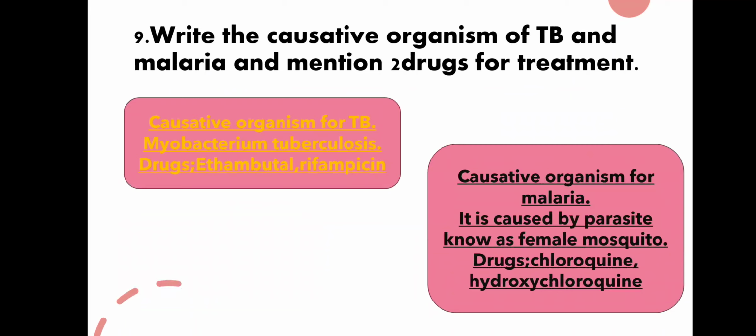Write the causative organism for TB and malaria, and mention 2 drugs for treatment. The causative organism for TB, tuberculosis, is Mycobacterium tuberculosis. Drugs we use here are ethambutol and rifampicin. Malaria is caused by a parasite transmitted by the female mosquito. Drugs are chloroquine and hydroxychloroquine.